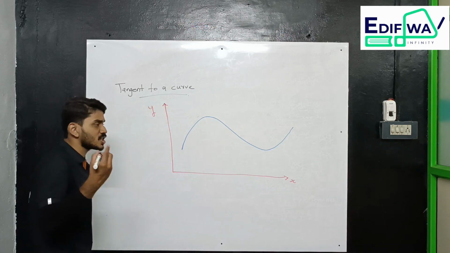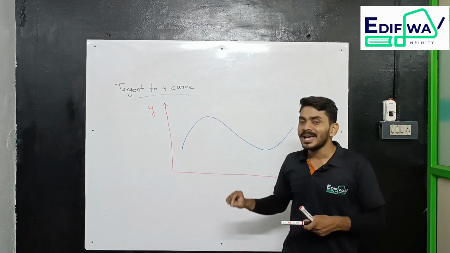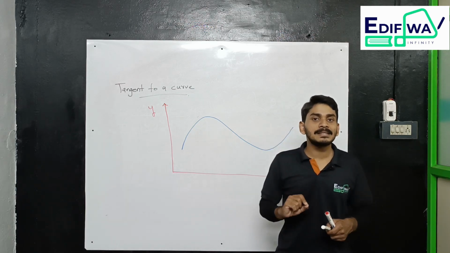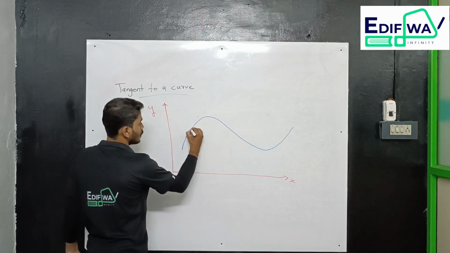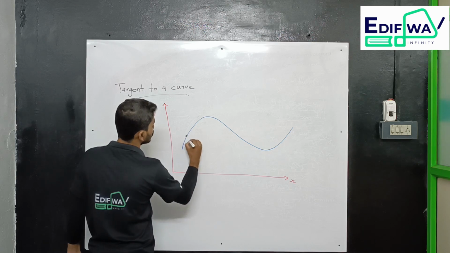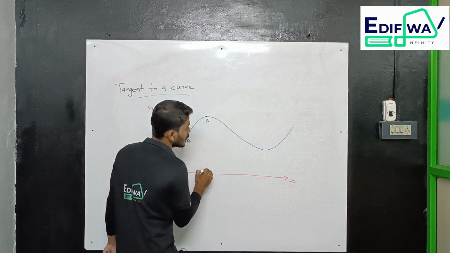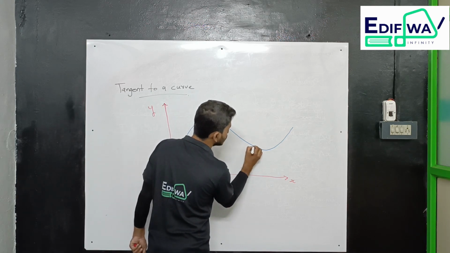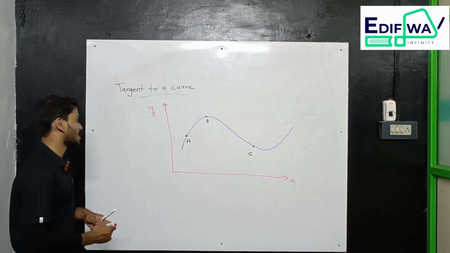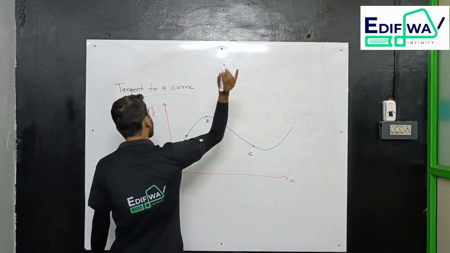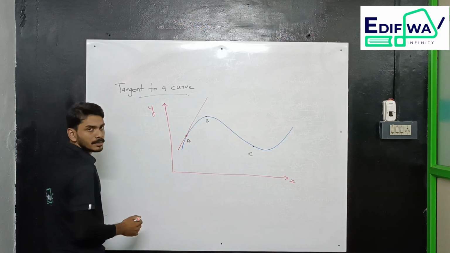And I will teach you how to draw a tangent. You know what is meant by tangent, right? Tangent means a straight line that passes by touching a curve at a single point. So let me mark 3 points. Here let it be point A. At the peak let it be point B. And here somewhere we have a point, say C. Now how to draw a tangent? Simply draw a straight line touching at that point A.